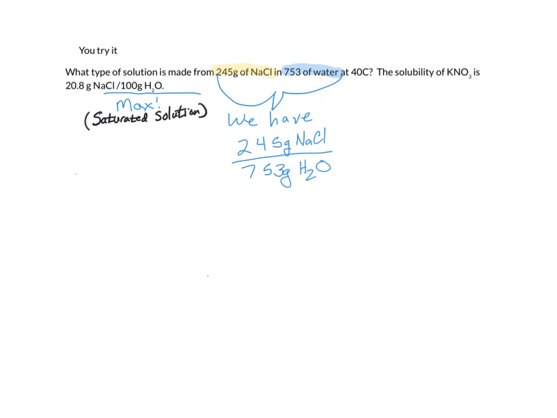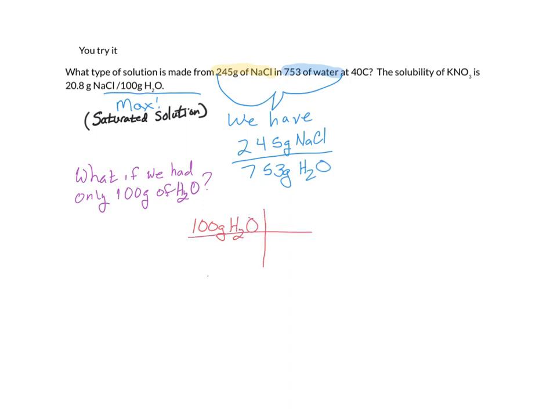Now we need to compare what we have to the maximum, the solubility. But the solubility is in 100 grams of water. So we make a comparison that allows us to look at what we have if we only had 100 grams of water. So how do we do that? Well, what we do is we assume that we have 100 grams of water, and we look at the ratio that we really have, the 245 grams of sodium chloride in 753 grams of water, and we use that ratio to see how many grams that would be if we only had 100 grams of water.